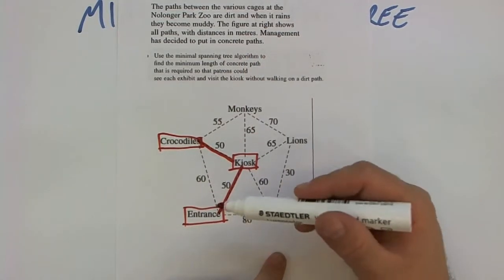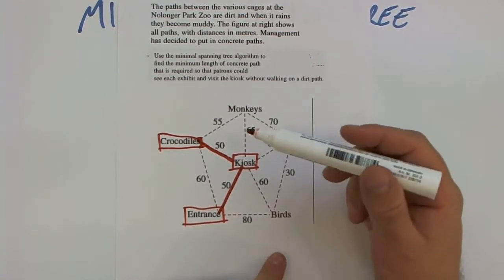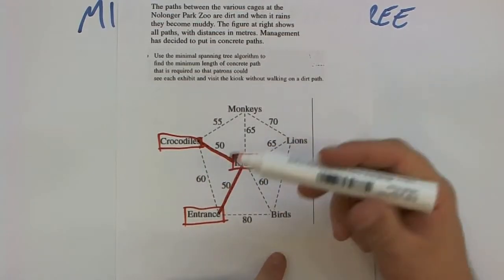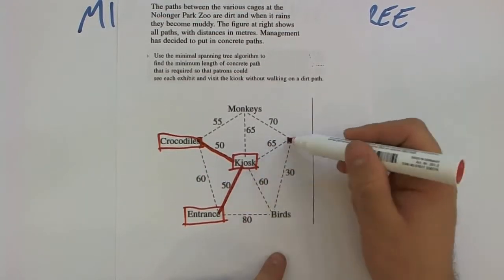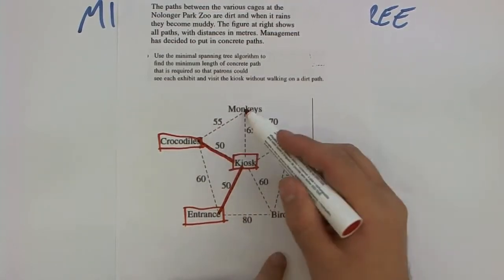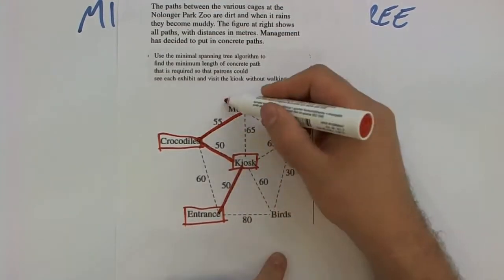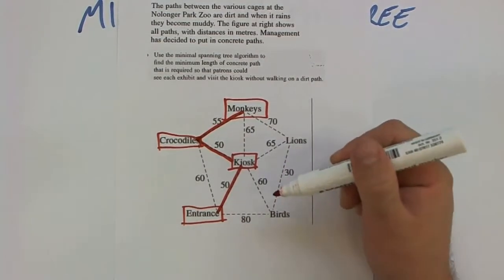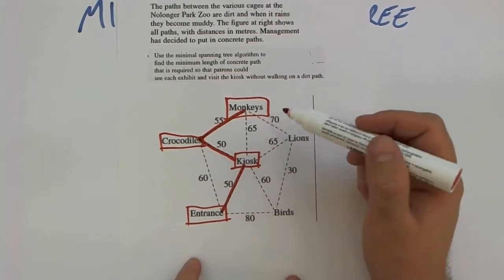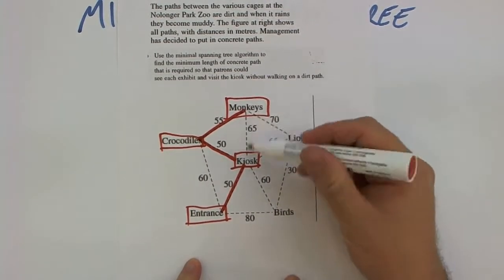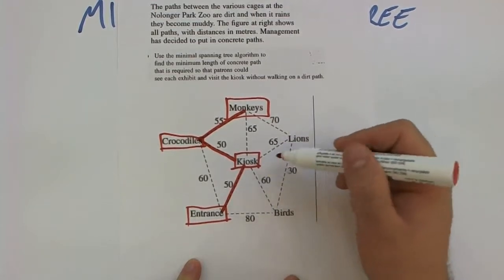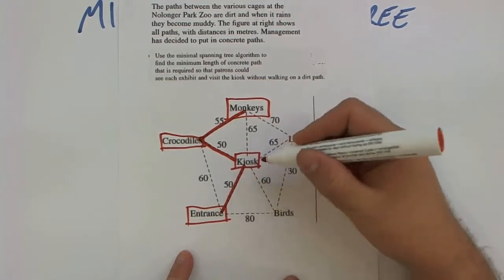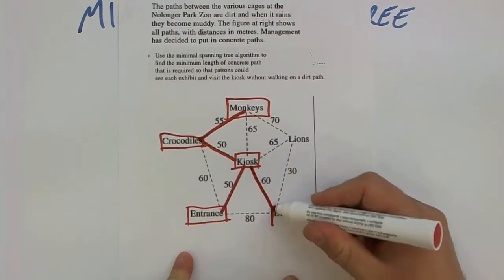Now, from the nodes we've connected so far, which one is the shortest? Okay, so I don't need to use this one because I've already gone there. So I've got 80, 60, 65, 65, 55. I'm going to use the 55. Okay, so the monkeys. From these ones that I've got so far, which one's the shortest? Okay, so I don't need to use that one because I've already connected. So 70, 65, 60, or 80. It's going to be the 60. Okay, and go this way.